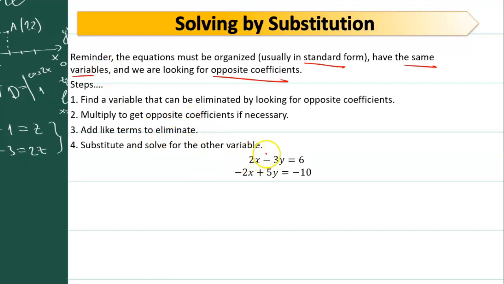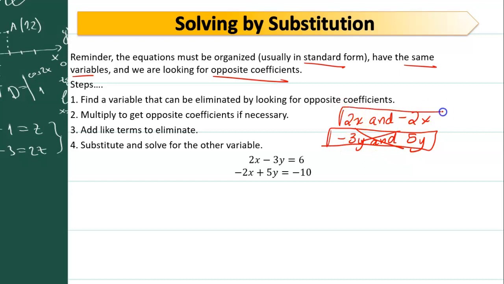So here's what I want us to look at. I want us to look at our variables. Our variables are 2x and -2x, and -3y and 5y. Well, these are opposite signs, but not the same numbers. So those are not opposite coefficients. These are opposite signs and the same numbers.